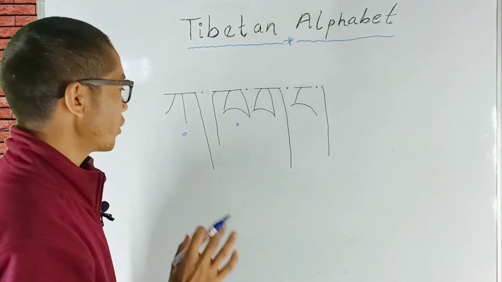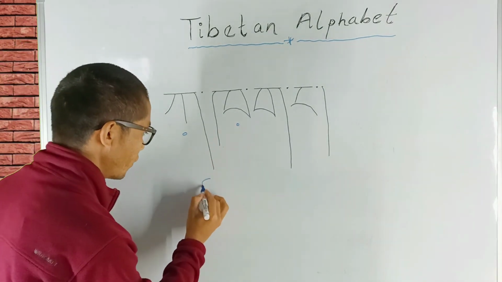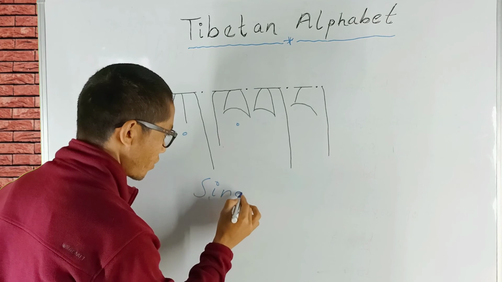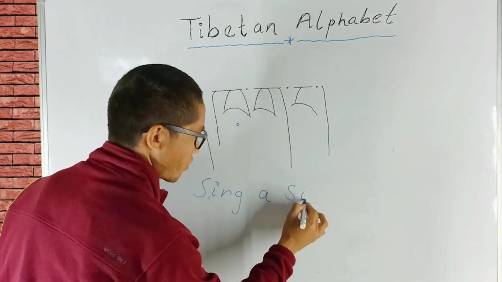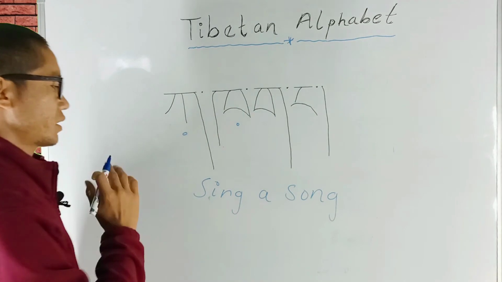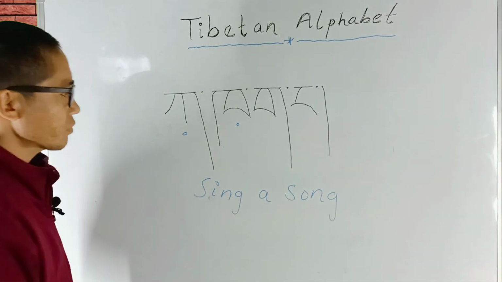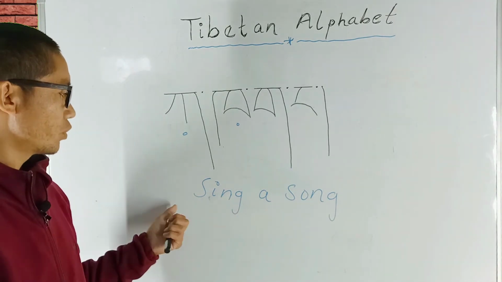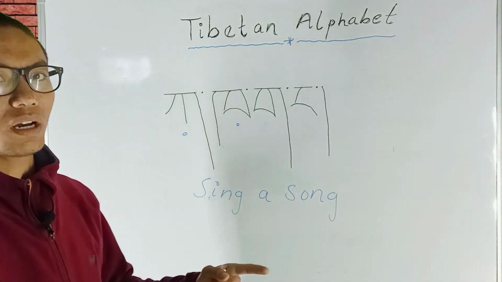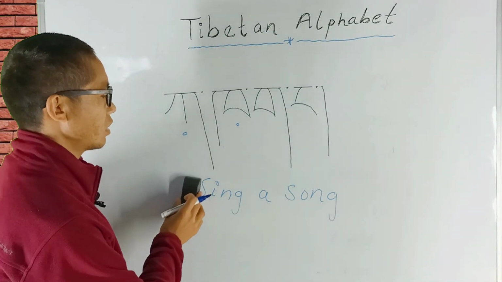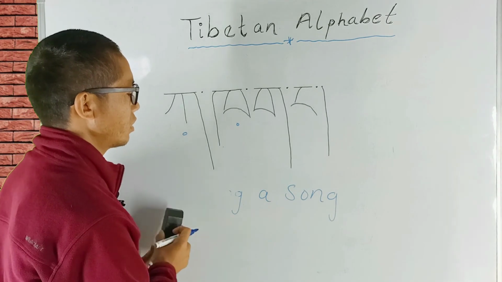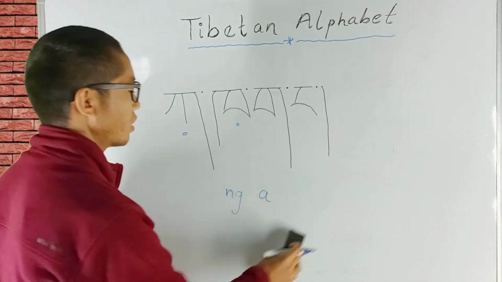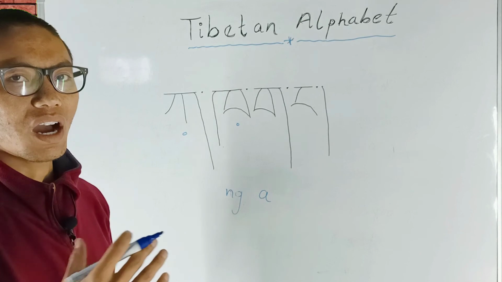If you don't know how to make the Nga sound, then I have one. Look at this. When we say sing a song, sing a song. When you read it so fast, sing a song, sing a song, and you remove the 'si' and the 'a song', it remains 'ng'.